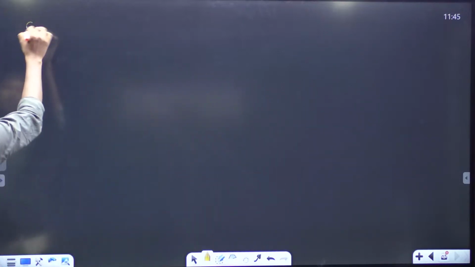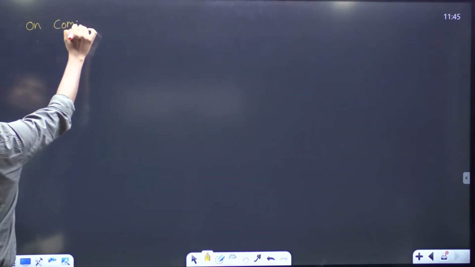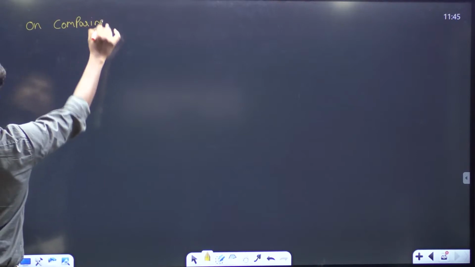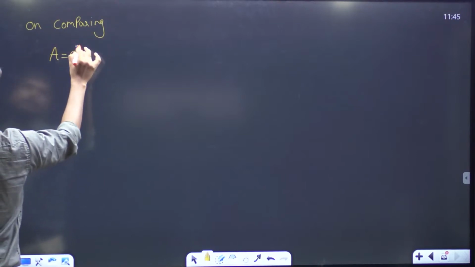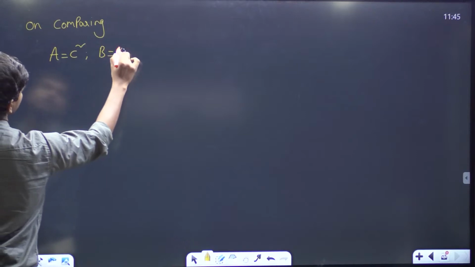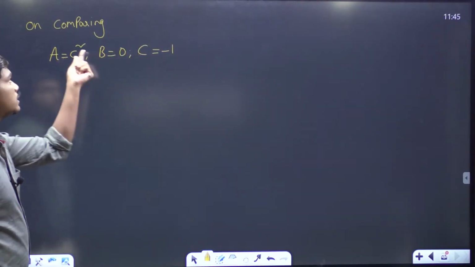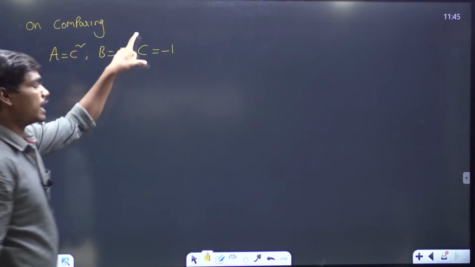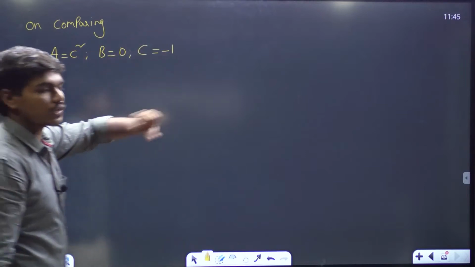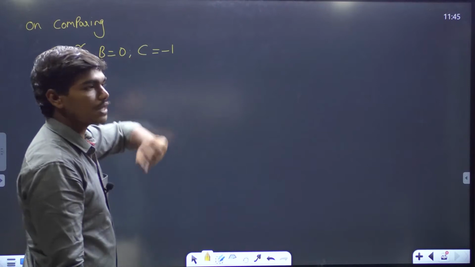Okay, so on comparing, a is equal to c square, b is equal to 0, and c is equal to minus 1. Don't get confused between this c and this c. This c is something that we used in the wave equation, and this capital C is the notation that we used in writing the general form of partial differential equation.